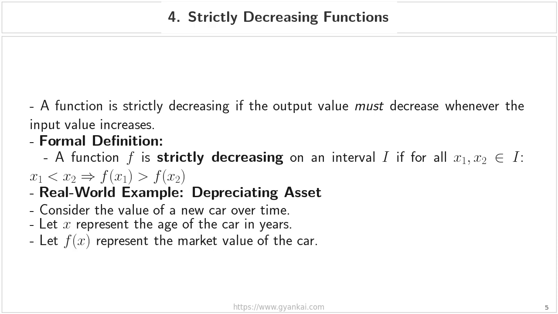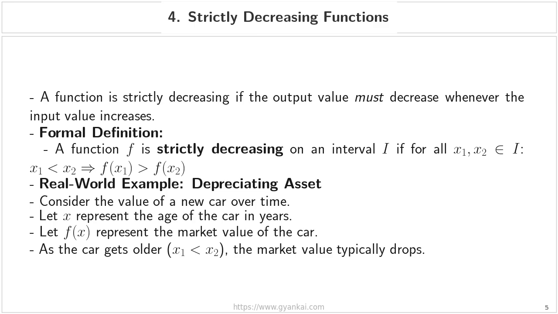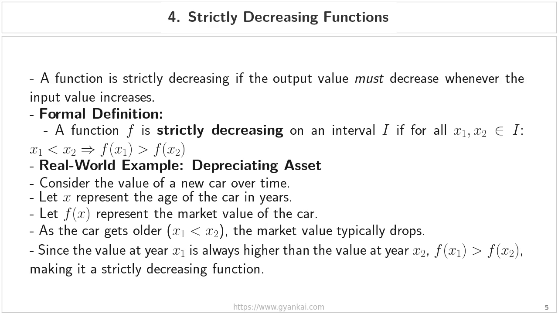In this scenario, let x represent the age of the car in years, and let f of x represent the market value of the car. As the car gets older, meaning as we move from a smaller time value, x1, to a larger time value, x2, the market value typically drops. Since the value of the car at year x1 is always higher than the value at year x2, we can say that f of x1 is greater than f of x2. This is a perfect example of a strictly decreasing function.